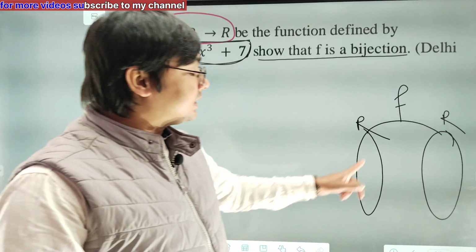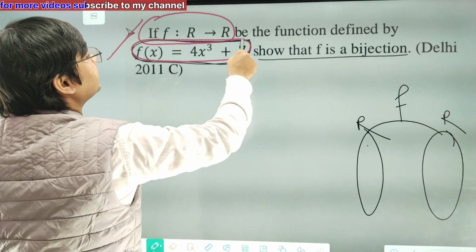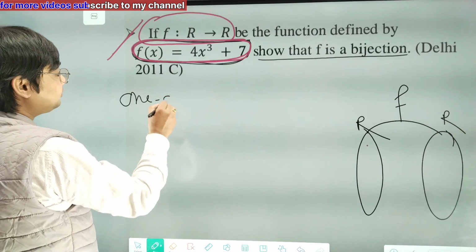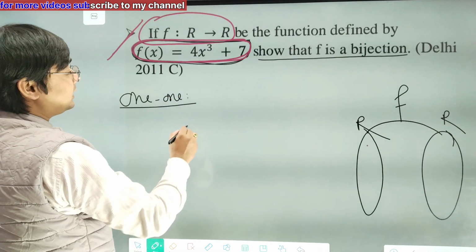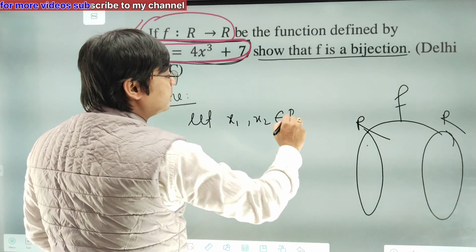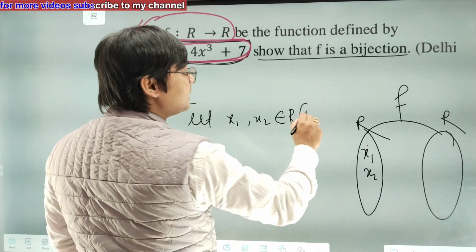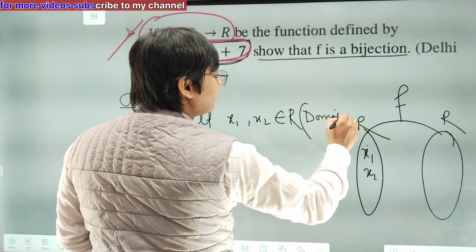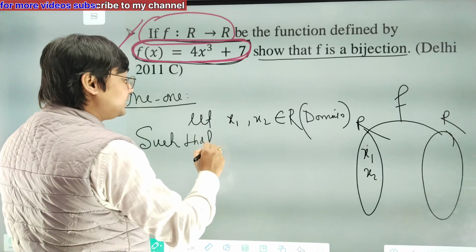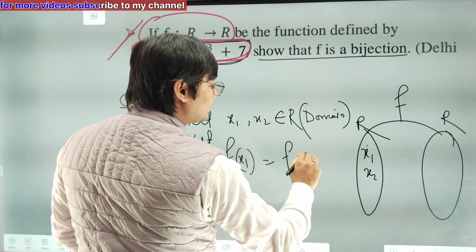Yes, you remember this function is from R to R. Definition of this function: f of x is equal to 4x cube plus 7. So for one-one, what we do here, just take two elements x1, x2 belonging to R. Here we consider two elements in the domain, yes, this will be the domain here, such that their images are equal. That means f of x1 and f of x2 are equal.